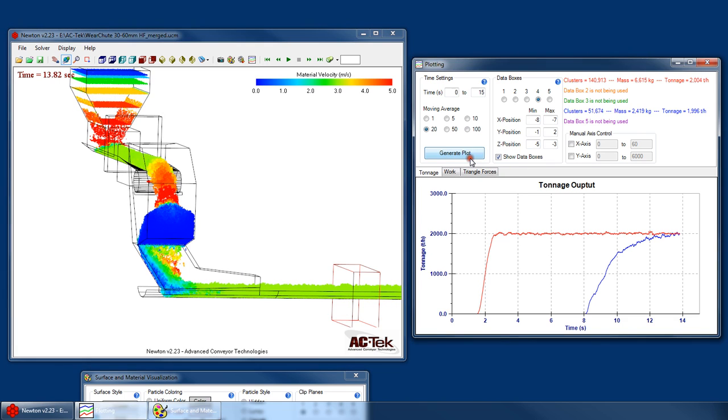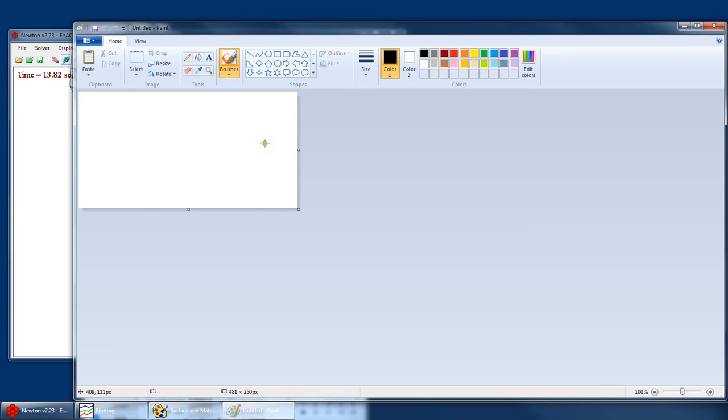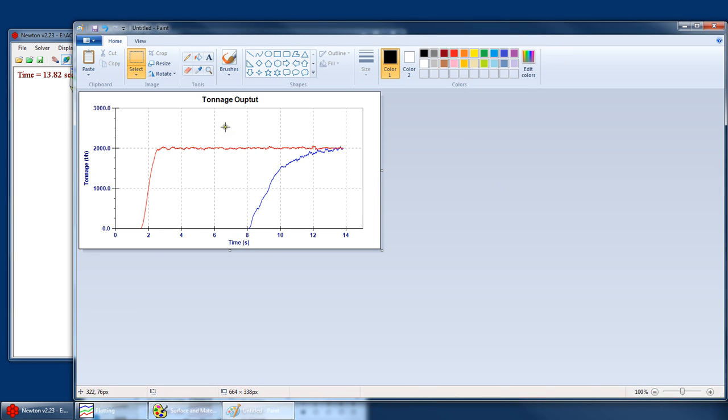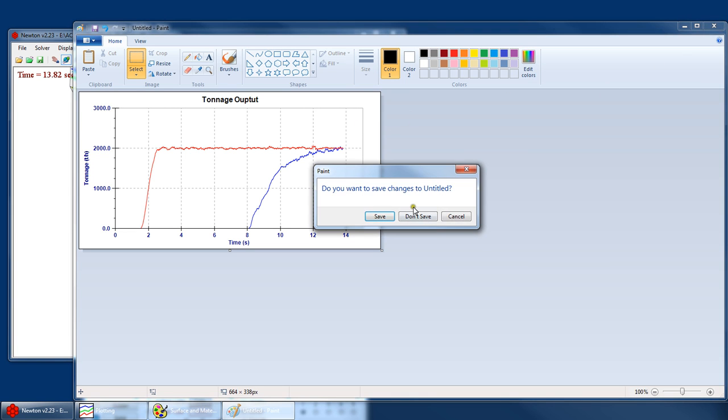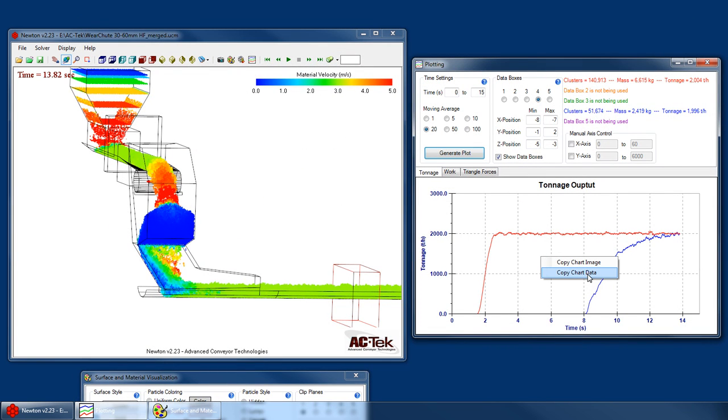So, if we hit stop, if we right click on the chart, we can choose to copy the chart image, because perhaps I like the way that Newton does its charting. So I can just copy that image directly and paste it into Paint or Word or Excel, whatever you want to do. Alternatively, you can copy just the chart data, and it will copy the array of all 5 of these data boxes. It'll copy that data to an array, and you can paste that into Excel.